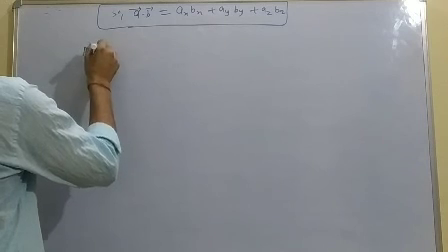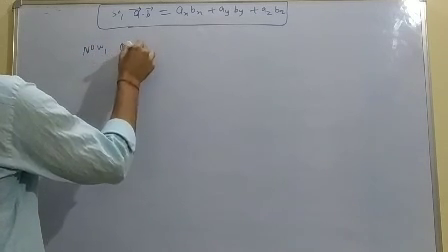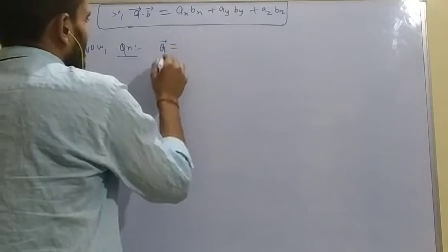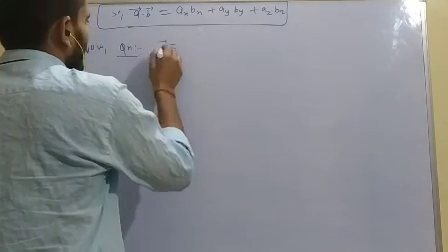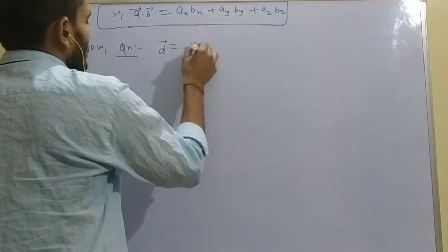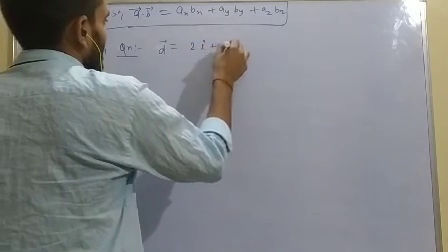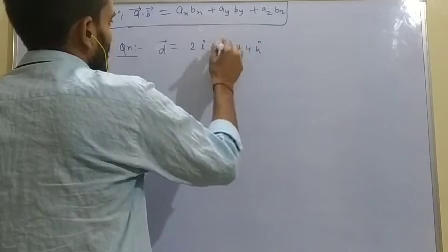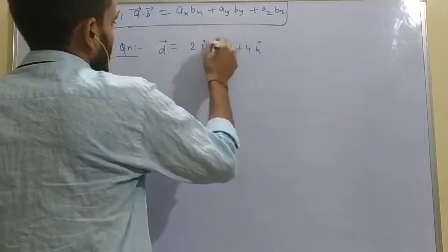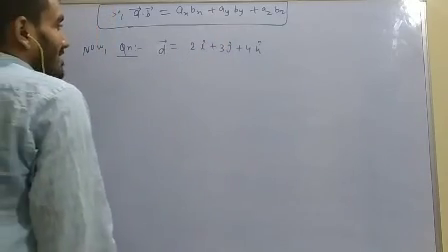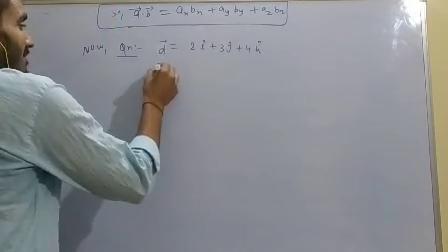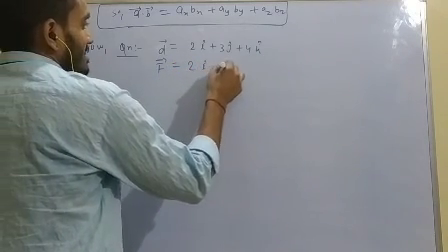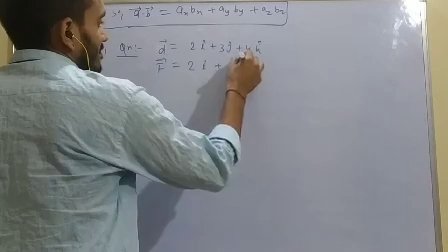Now, consider a question. Displacement vector D equal to 2i cap plus 3j cap plus 4k cap. Force vector F equal to 2i cap plus 3k cap.